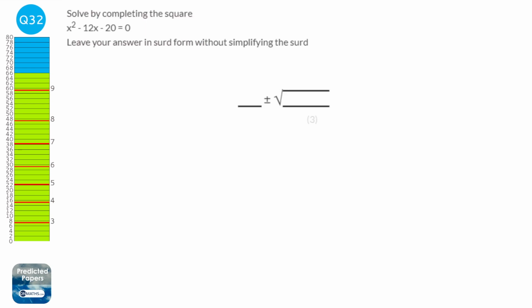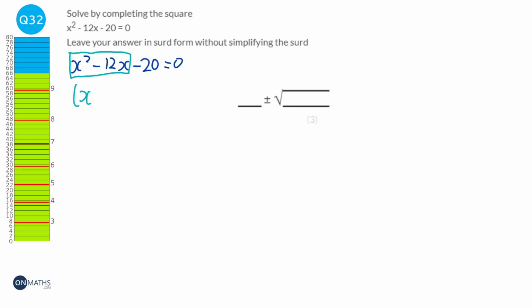So there are many ways to solve a quadratic, but in this question we're specifically told to complete the square. So I'm going to start by just copying down the question. And when we're completing the square, we're interested in the x squared and the x term. And we start by just writing down a bracket with x, and then we're going to add or subtract half of the coefficient of the x term. So the coefficient of the x term is minus 12, so half of that is minus 6. Close the bracket and write squared. Over here we're just going to see what that gives us.